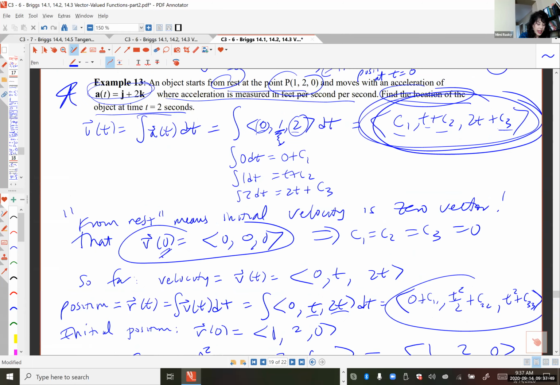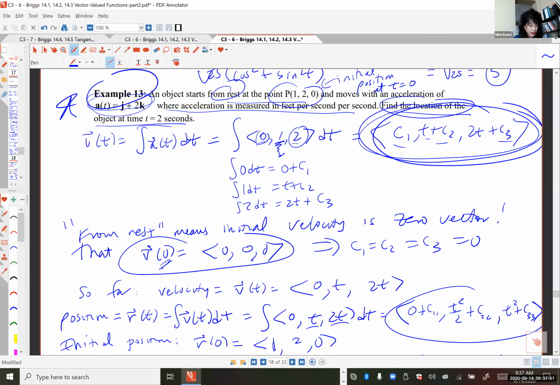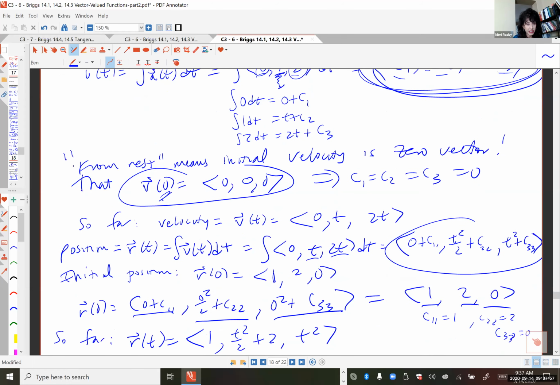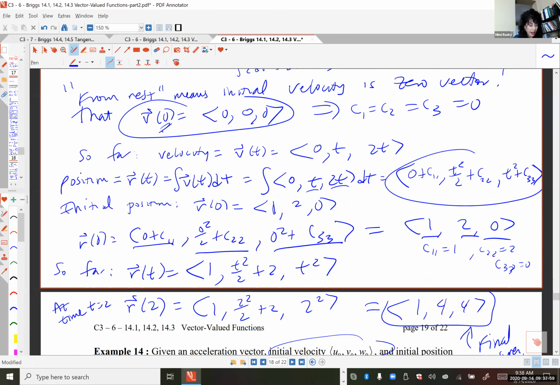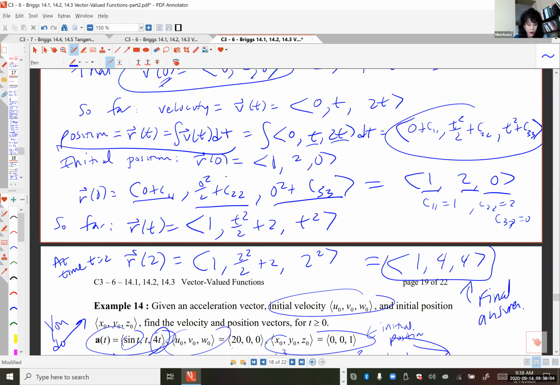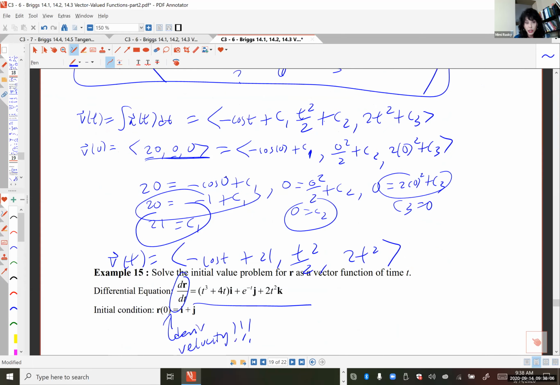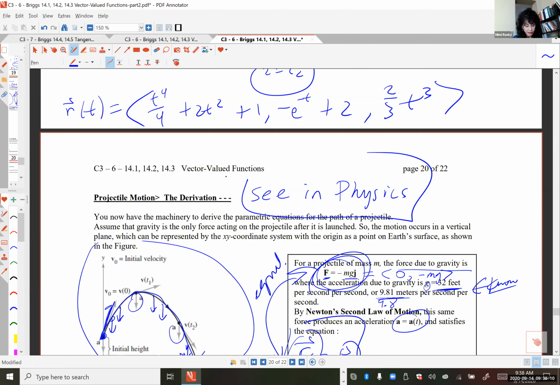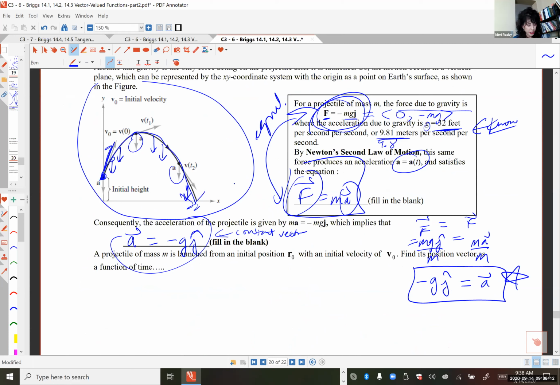example 13, where I had to integrate twice. They gave me the acceleration vector here, and then I integrated once to get the velocity, and then I used initial velocity to get the constants. And then I integrated again to get my position vector, and then I had a new set of constants, and I used initial position. I'm going to do that all over again, but we're going to do it with some generic initial conditions, okay?